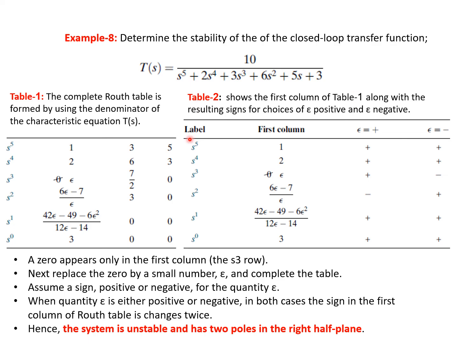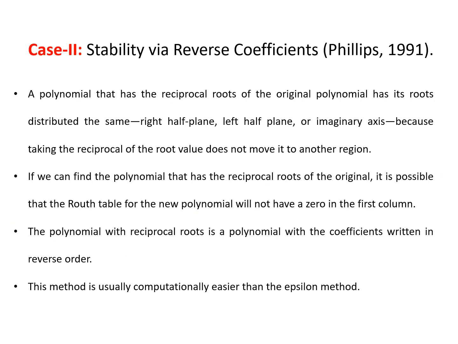So here an equation is given, and we are trying to construct the table. Same procedure almost, so you can refer to this later. So the next procedure is reversing the coefficient. In the previous procedure we replaced 0 with epsilon, but here, if we get a 0 in the first column, then another procedure that we can adopt is the reverse coefficient procedure.